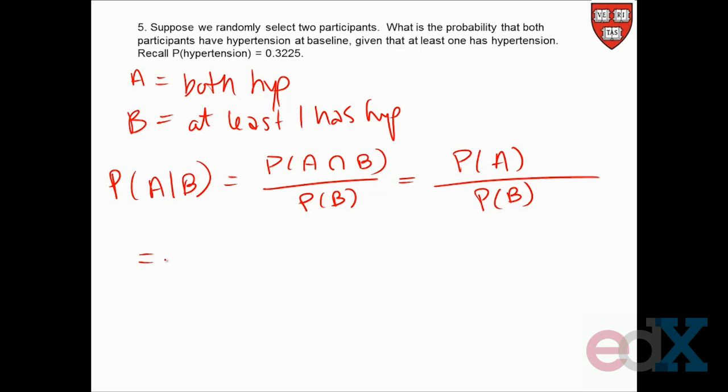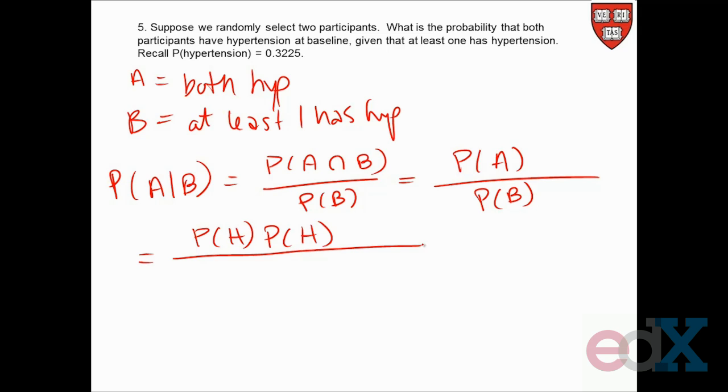Now, to complete this calculation, we need to figure out what's the probability of A and what's the probability of B. So the probability that both individuals have hypertension, since they're randomly selected, it's just going to equal the probability that one has hypertension times the probability that the other has hypertension, using independence again. Now, the probability that at least one has hypertension is a little bit different.